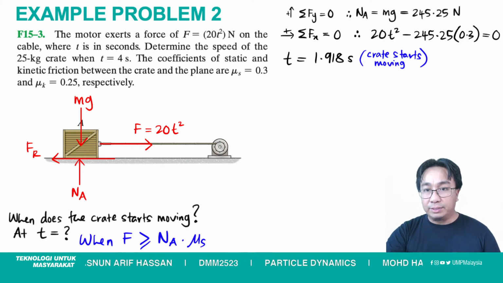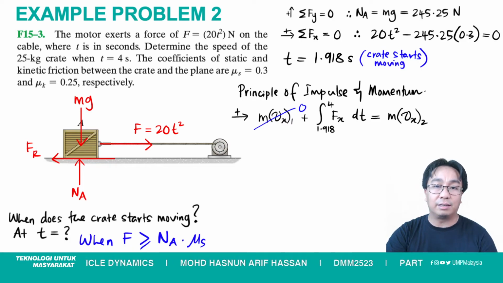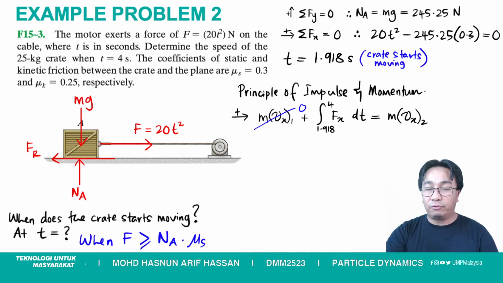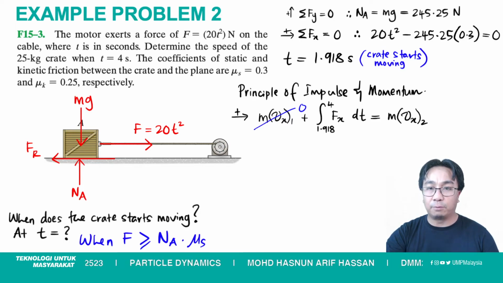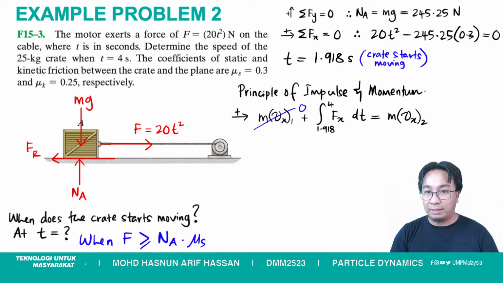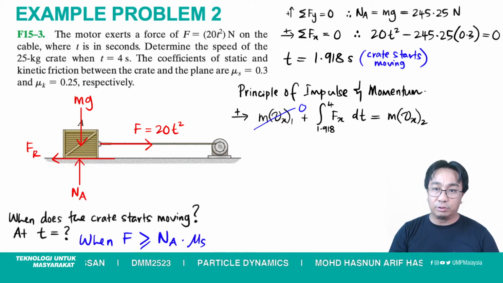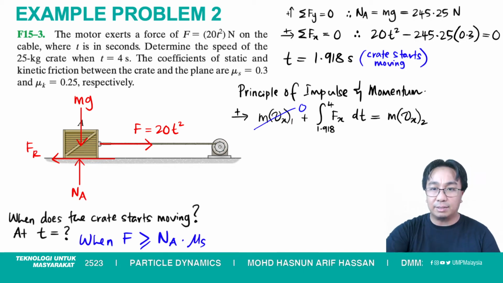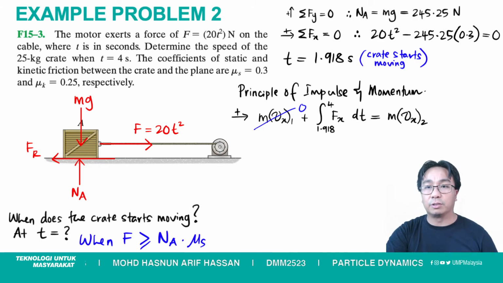All right, when you have this information, only then can we proceed with the principle of impulse and momentum in the x-axis, because this is what we are interested in, to know the speed of the crate at time t equals 4. So we know that it starts from not moving. The force is being applied to the crate, and because of the static friction, it is not moving yet until time t equals 1.918 seconds, then it starts to move. So therefore mvx1 is equal to 0. So the initial velocity is equal to 0.